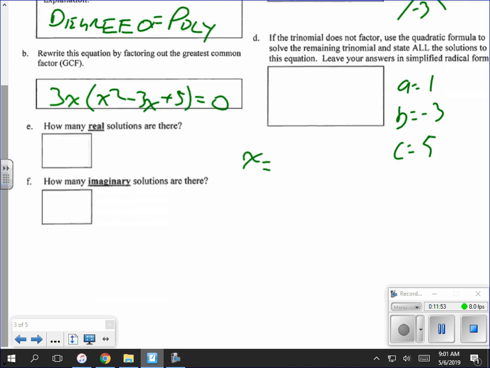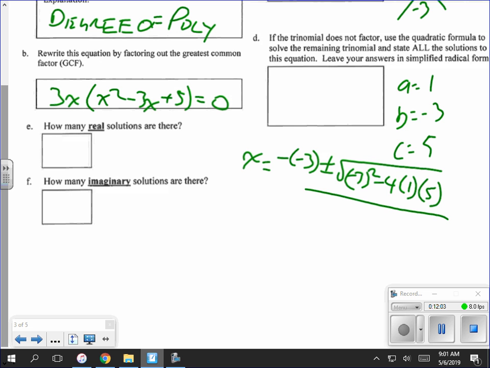X equals minus B plus or minus the square root of B squared minus 4 times A times C all over 2 times A. Notice I did not simplify. All I did was put the numbers in. Now I simplify. I didn't even simplify the negative 3. I just put the numbers in the formula.